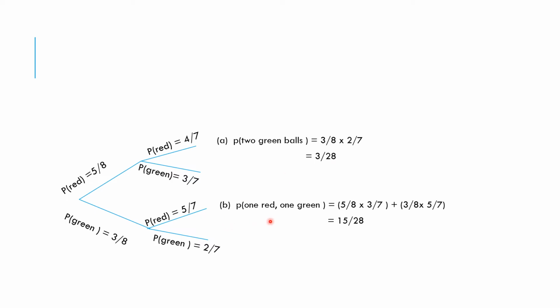And the probability of 1 red ball and 1 green ball is 5 by 8 into 3 by 7. That can be red green or green red. So 5 by 8 into 3 by 7 plus 3 by 8 into 5 by 7. That is 15 over 28, which is our answer in its lowest form.